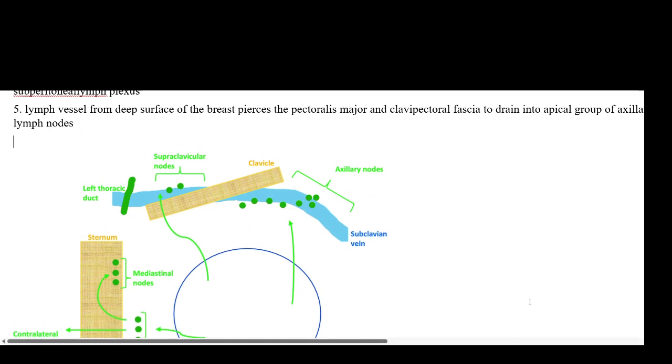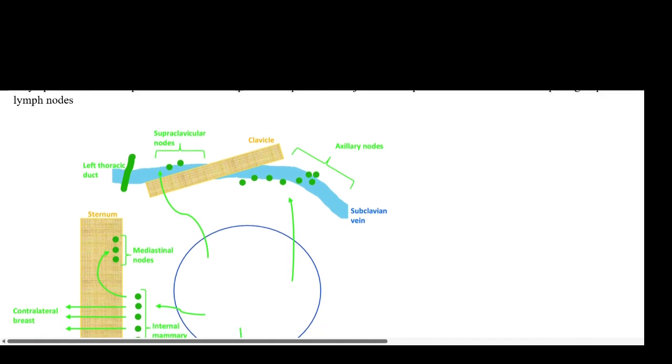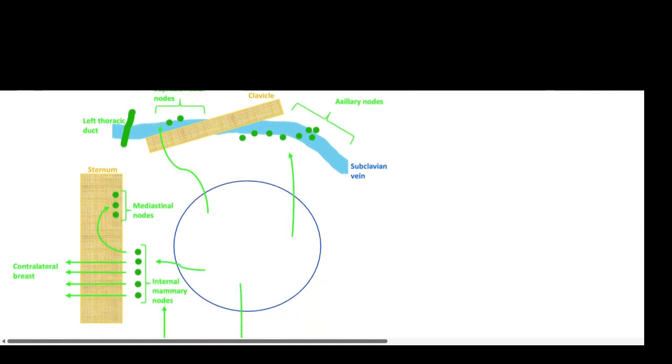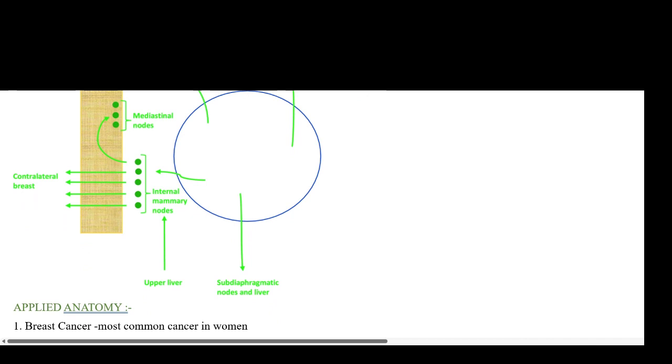In this diagram, you can see that the upper quadrants, both lateral and medial, are drained into the axillary lymph nodes, and from the medial side they are drained into the internal mammary nodes, and from the lower quadrants they pierce the anterior abdominal wall and communicate with the subperitoneal and the subdiaphragmatic lymph nodes.